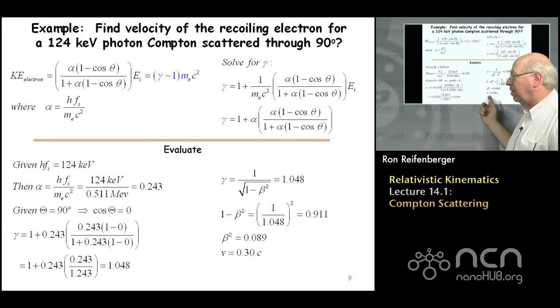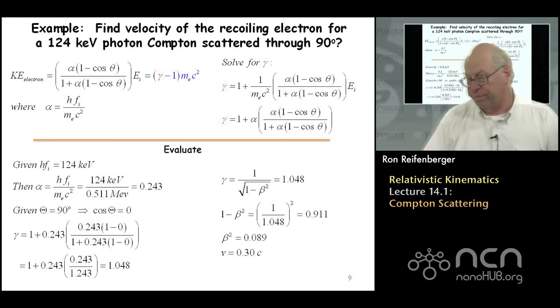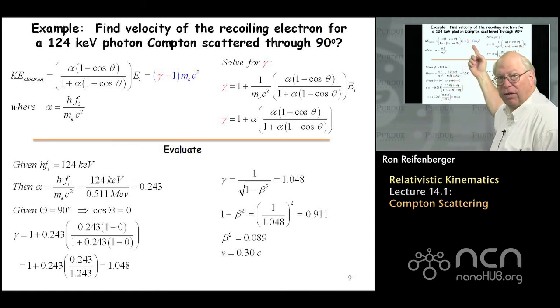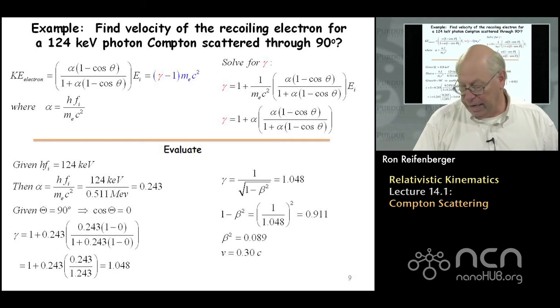Now, granted, this velocity isn't approaching the speed of light. It's about one-third the speed of light. But the velocities of the scattered electrons can get much higher as the incident photon energy increases, or as the scattering angle also increases. So to be safe, you have to use the relativistic expression for kinetic energy.